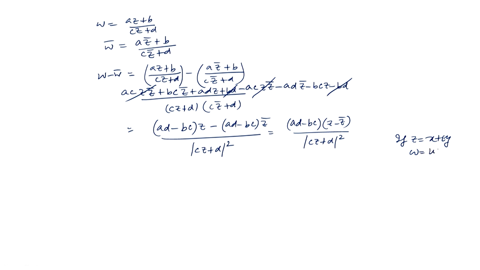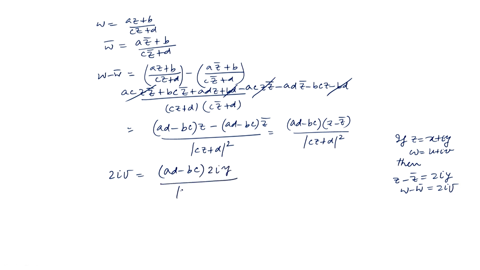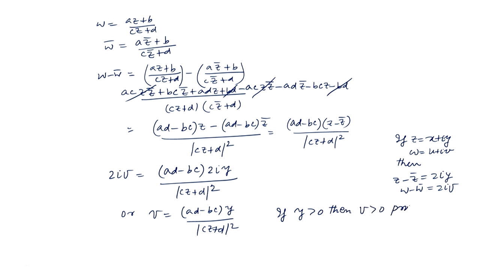So, if z equals x plus iy and w equals u plus iv, then z minus z conjugate is 2iy, and w minus w conjugate is 2iv. So 2iv equals (ad minus bc) into 2iy divided by mod of (cz + d) squared, or v is equal to (ad minus bc) y over mod of (cz + d) squared. So if y is greater than 0, then v is greater than 0 provided ad minus bc is greater than 0.